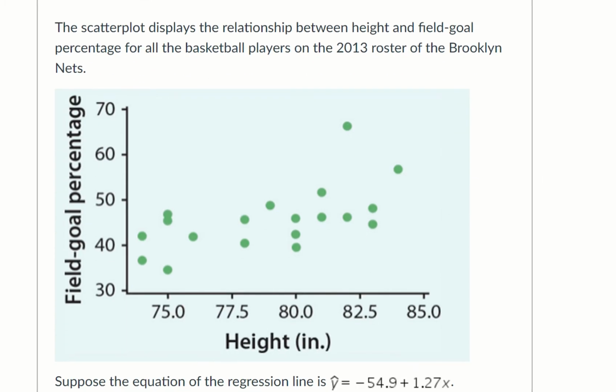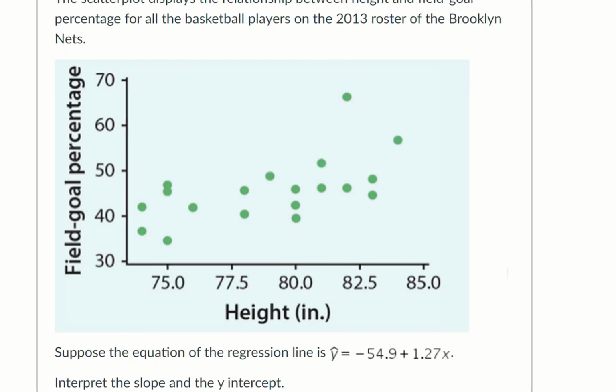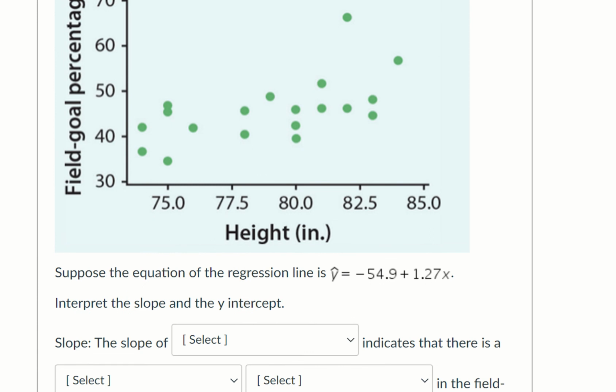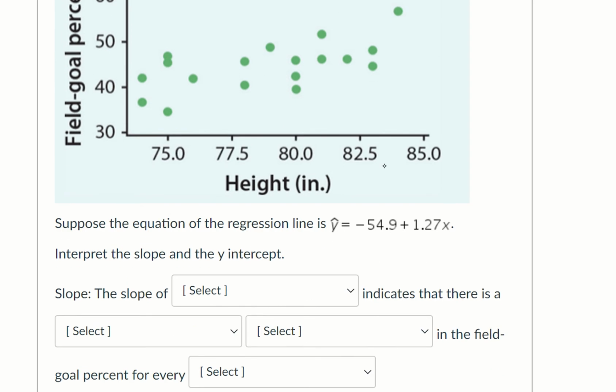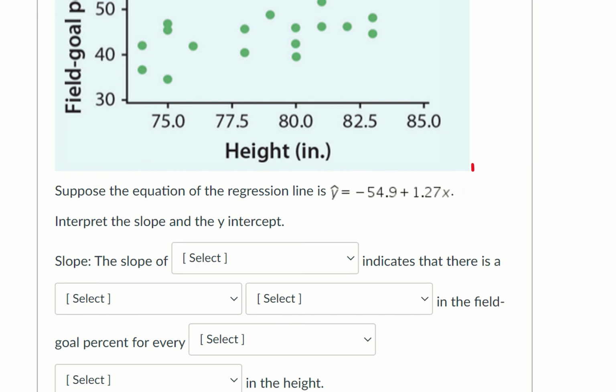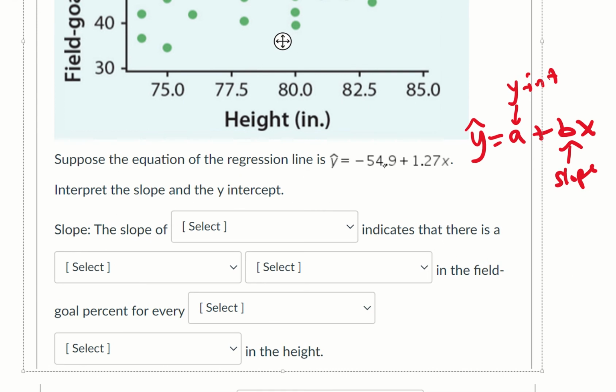Okay, so this is the same example as the Brooklyn Nets example. I think that was question number 2. Suppose the equation of the regression line is given, and you have to interpret the slope and the y-intercept. Remember that the general form of the equation is a plus bx. This is your y-intercept, and this is your slope. Clearly the slope is 1.27.